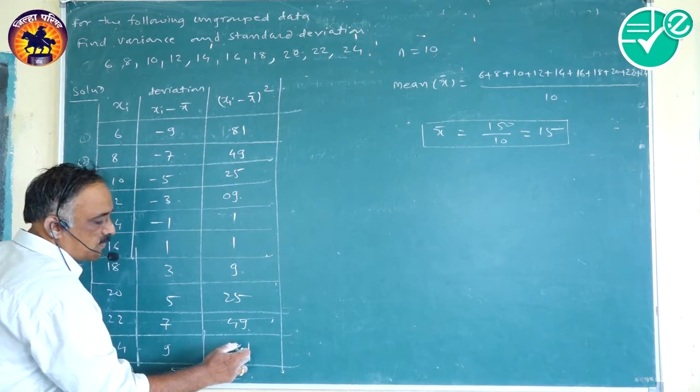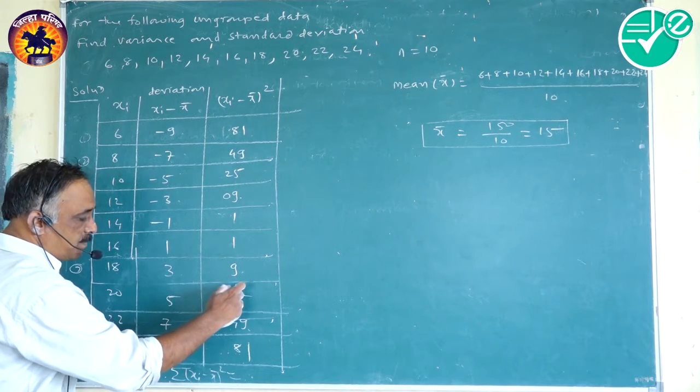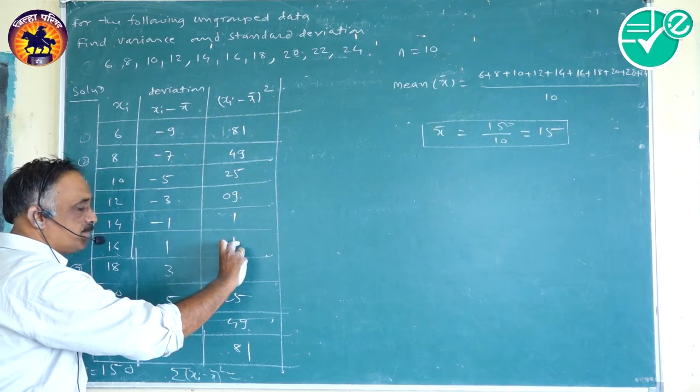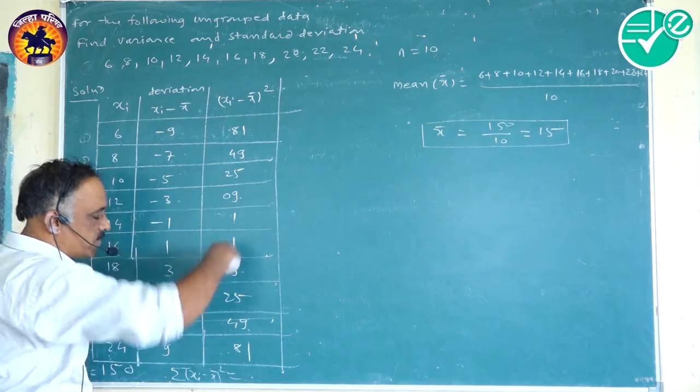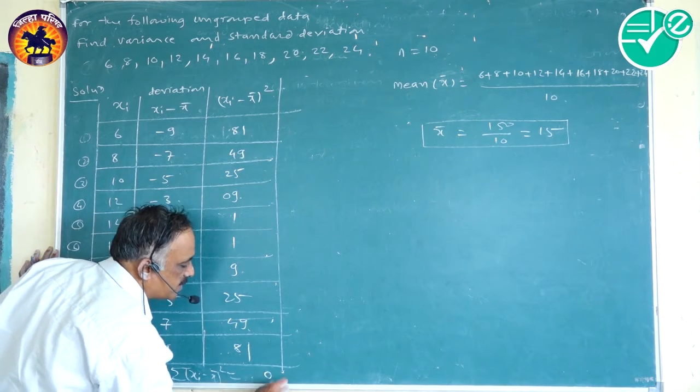9 + 1 is 10, 10 + 5 is 15, 15 plus 10 will be 25. 25 plus 25 will be 50. Carries 5.